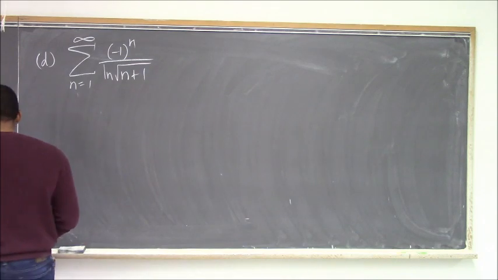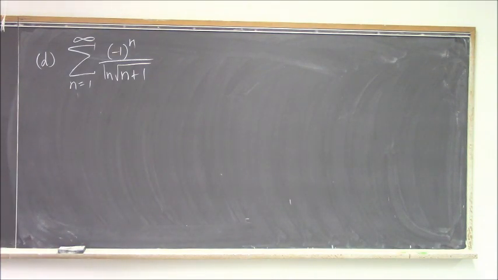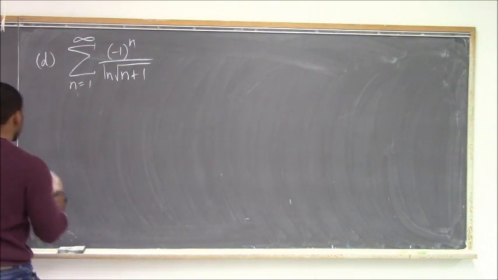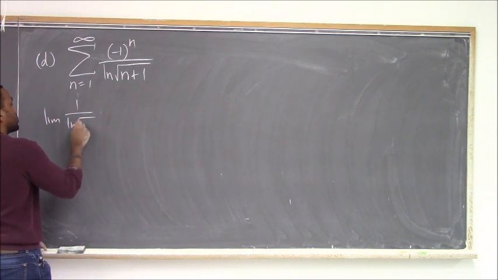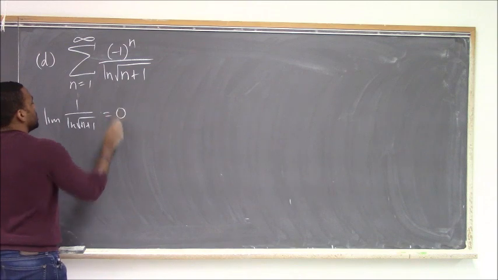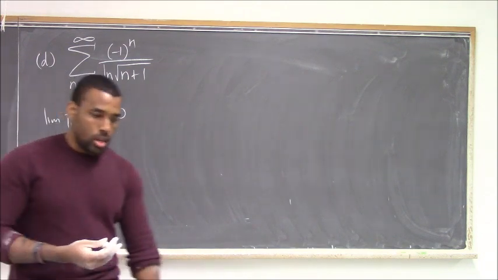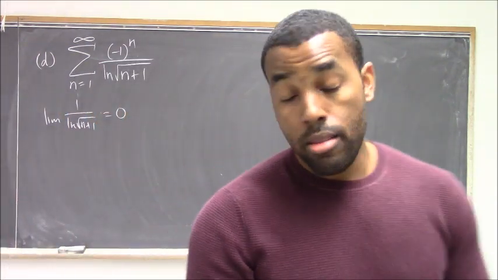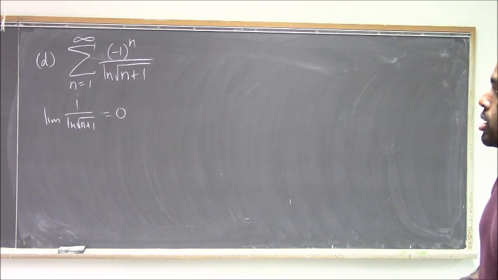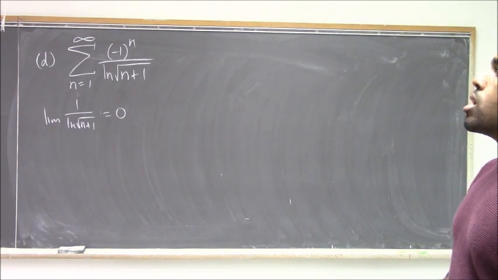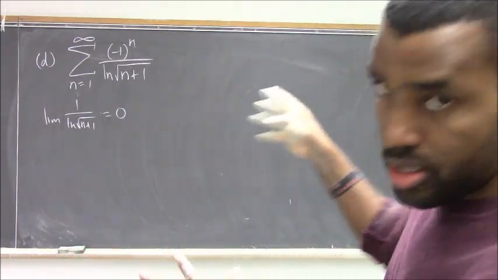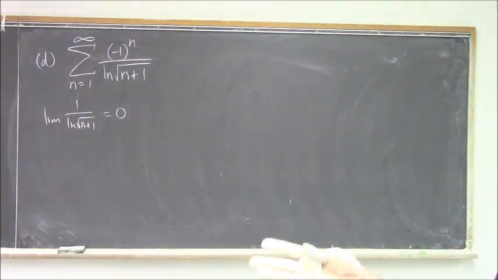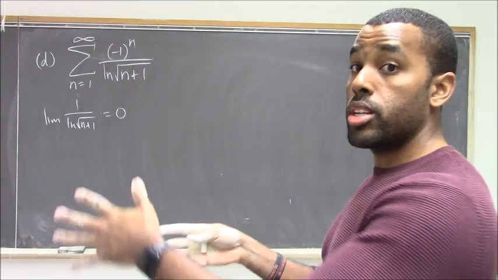All right, so first thing is clearly the test for divergence is useless here. The limit of 1 over ln of the square root of n plus 1 is 0, so we can't be sure that this guy diverges. We need some other test. Also, we know that the original question that I erased asked, does this converge absolutely, conditionally, or diverge?